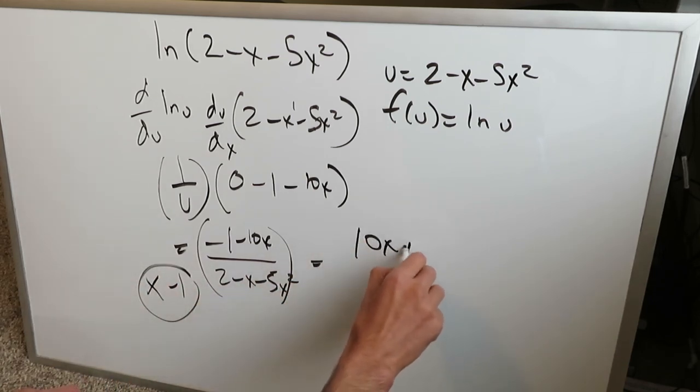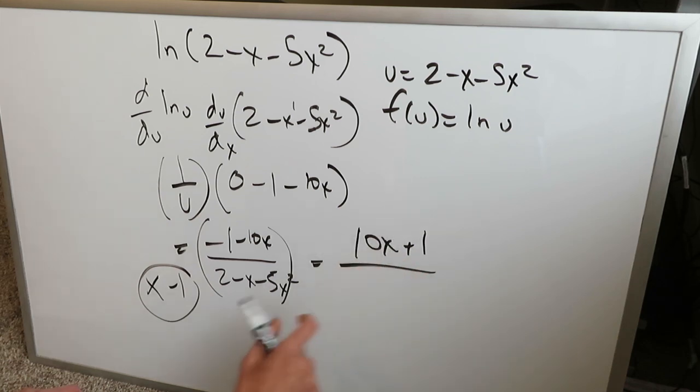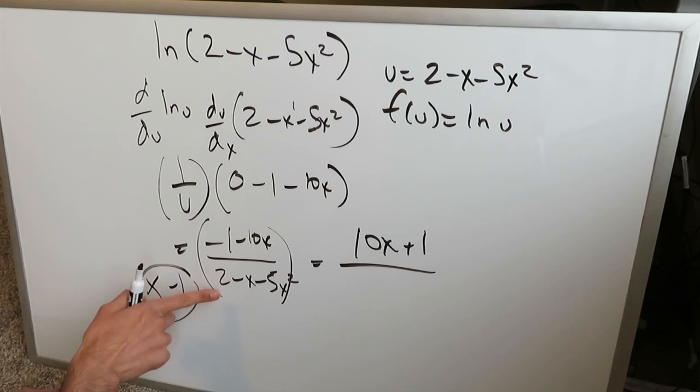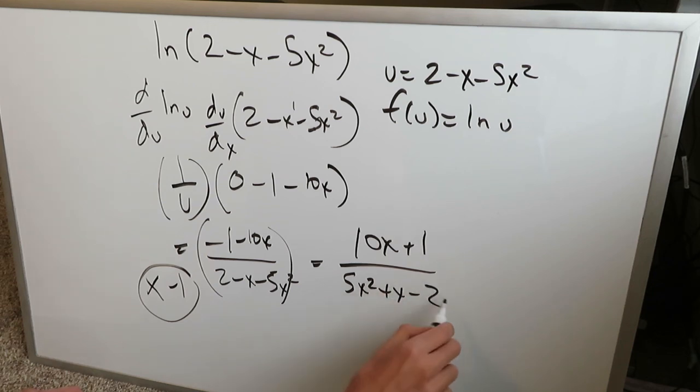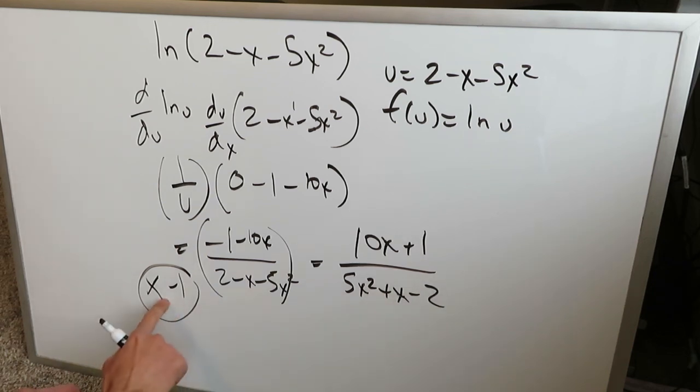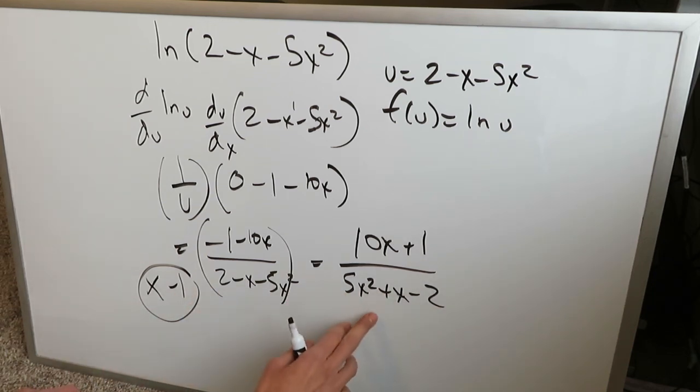You'll get 10x plus 1 over, and you'll write things from high order of degree of variable to low order of degree of variable. This will become 5x squared plus x minus 2. You see how the minus has changed? Minus 1 has flipped all the signs around, but this right here is the best final answer.